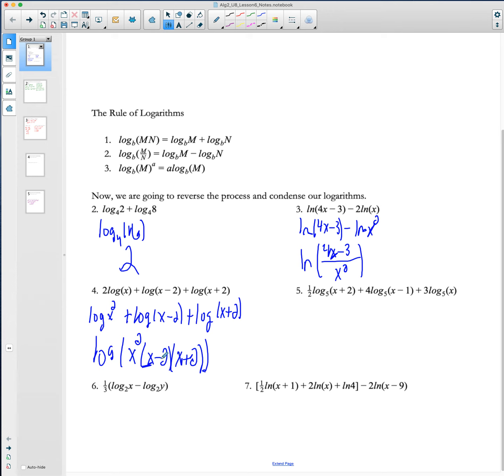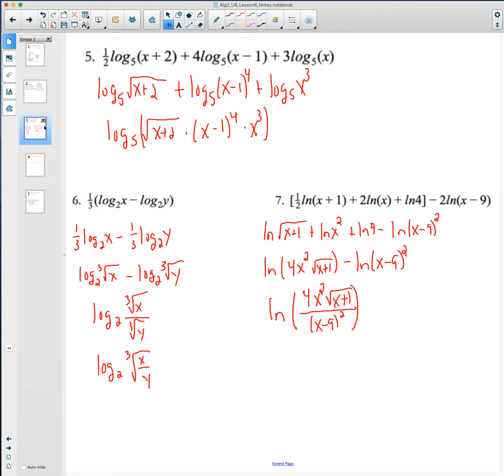All right, so I have these 3 worked. So I'm going to flip over here, which is great because my system is super slow right now. And once again, we want to take care of that power property first. So now, remember, the 1/2 power is really the square root. So when I take that back in, that's going to become the square root of x plus 2. I'm going to take this 4 and place it back in. That's going to be x minus 1 to the 4th power. I'm going to take that 3 and push it back in, and that's going to be x to the 3rd.